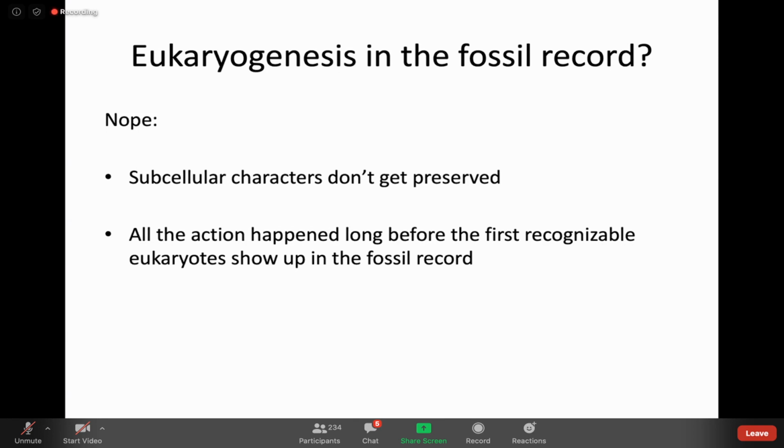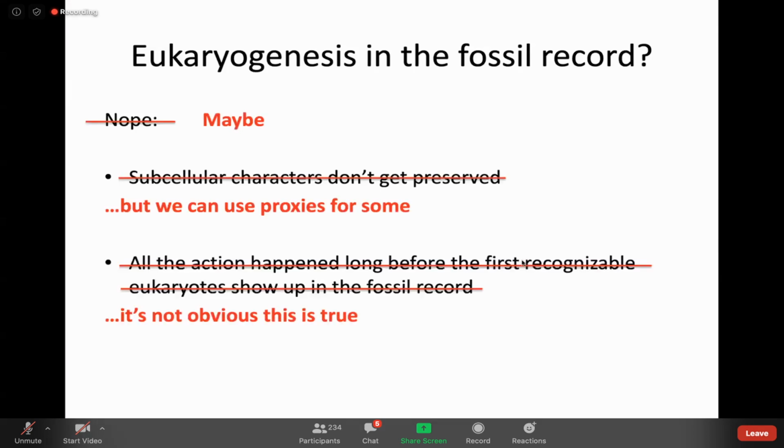Well, in this talk today, I want to inject a little bit of hope and suggest that maybe not all is lost, that there are some characters that do get preserved. I'll talk about a couple. And then for a lot of these characters, we can maybe use proxies for them, fossil proxies. And then I also want to argue that perhaps this prevailing view of early eukaryote evolution from the fossil record is wrong. And I want to present an alternative view that maybe allows us to look at eukaryogenesis.